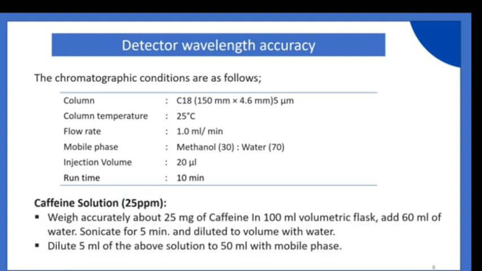So, caffeine solution preparation. You have to prepare 25 ppm caffeine solution. For this, you have to weigh 25 mg of caffeine in a 100 ml volumetric flask with 60 ml of water. Sonicate for 5 minutes and dilute to volume with water. Further dilute 5 ml of the above solution to 50 ml with mobile phase.